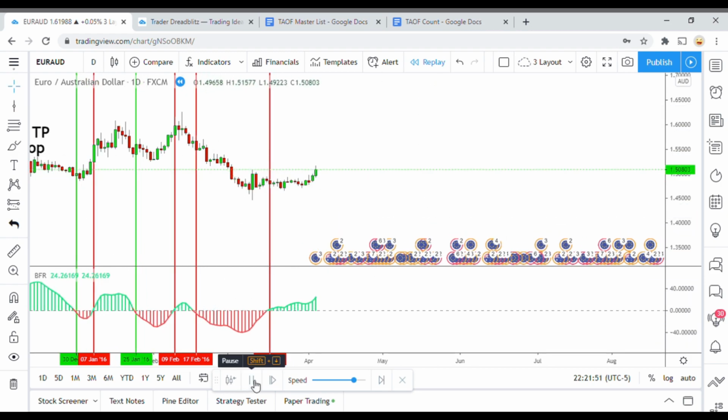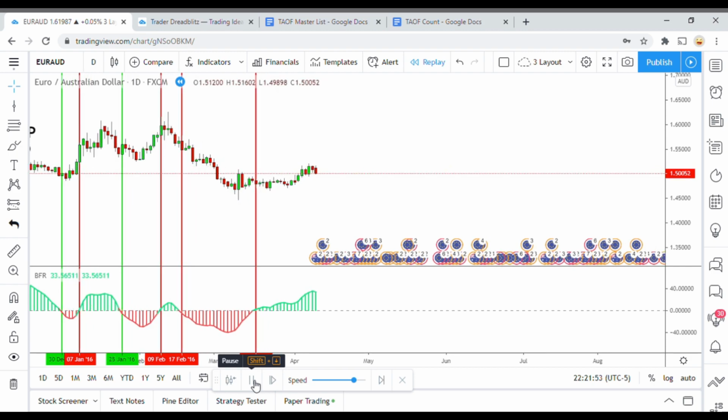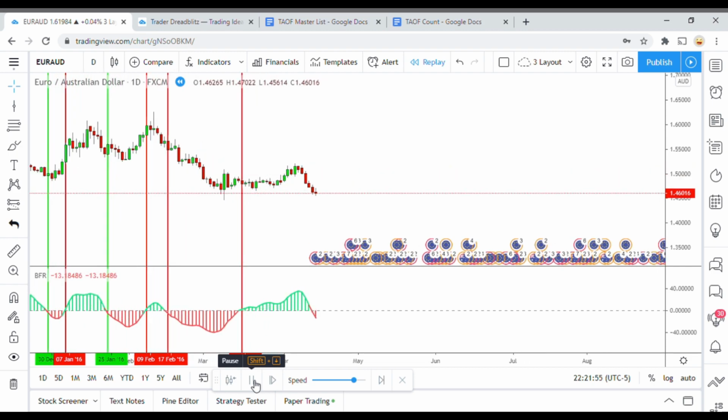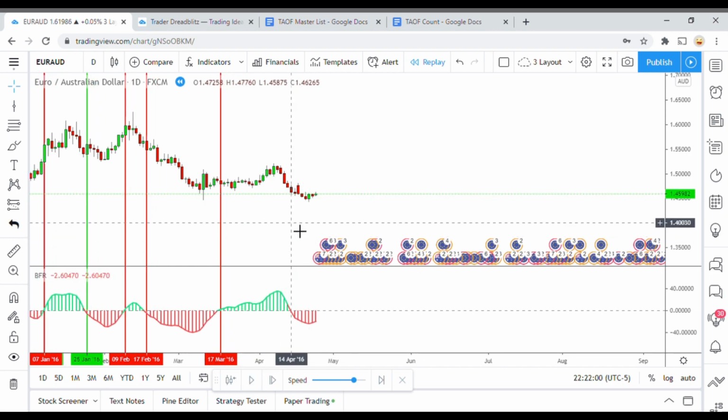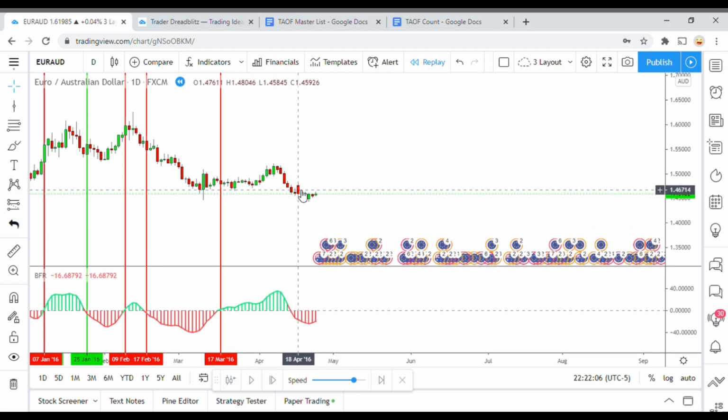Let's see. That one did not work out for us. Go ahead and play it forward. Looks like this one. It's kind of an abnormal candle right here.